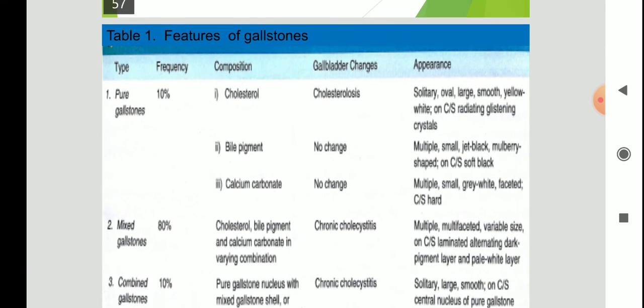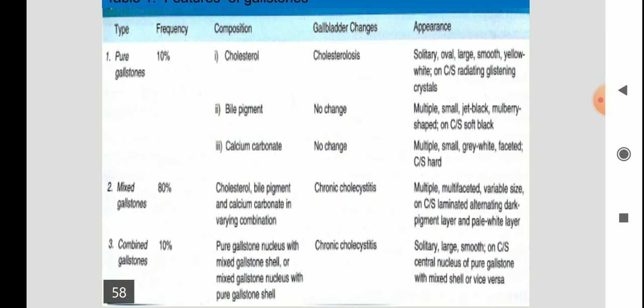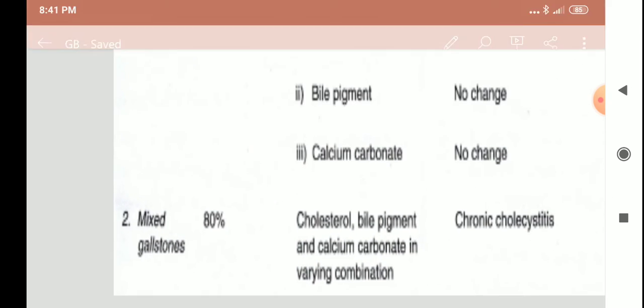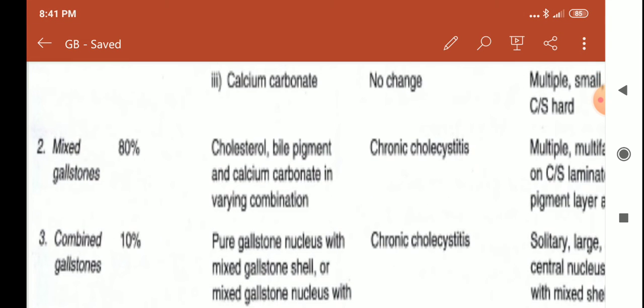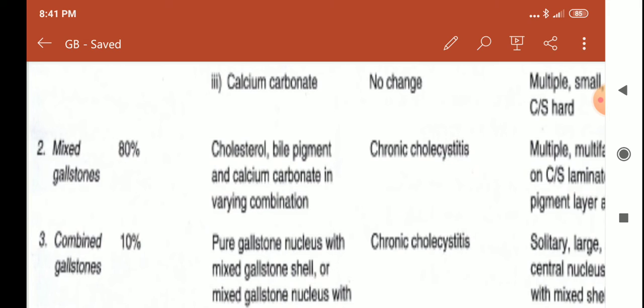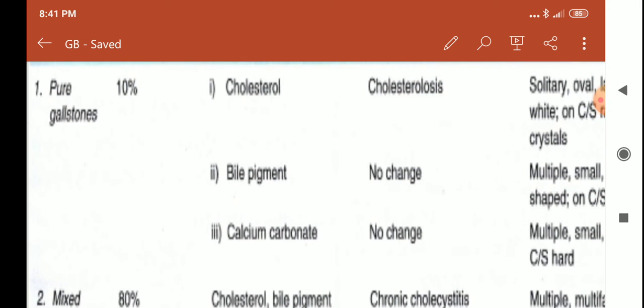This is again the features of these particular gallstones. Basically the table that you can put forth in your exam answers: the mixed stones contribute 80%, the combined 10%, and the pure gallstones, which could be cholesterol, bile pigment, or calcium carbonate, contribute 10%.